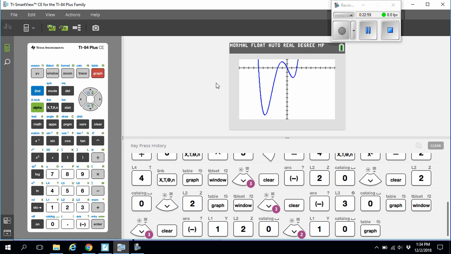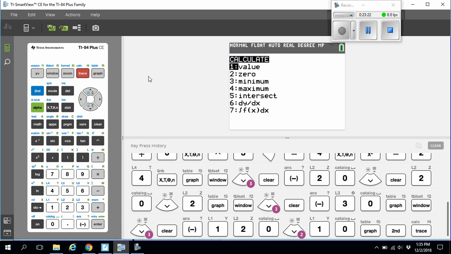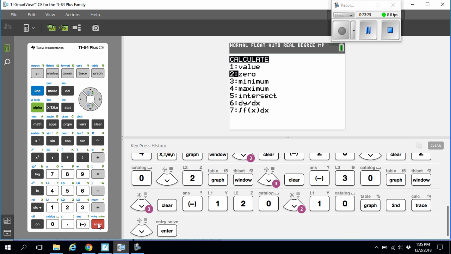Now the first step I'm going to do is find the x-intercepts. Now we need to figure out how many there are. Remember, x-intercepts is where the graph crosses the x-axis. So we have 1, 2, 3, 4. So that means we will have to do this particular technique 4 times. So I'm going to go to second, so remember the blue button, trace, and because I'm finding x-intercepts, remember all the other names for it, like zero, I'm going to go to number 2 and press enter.